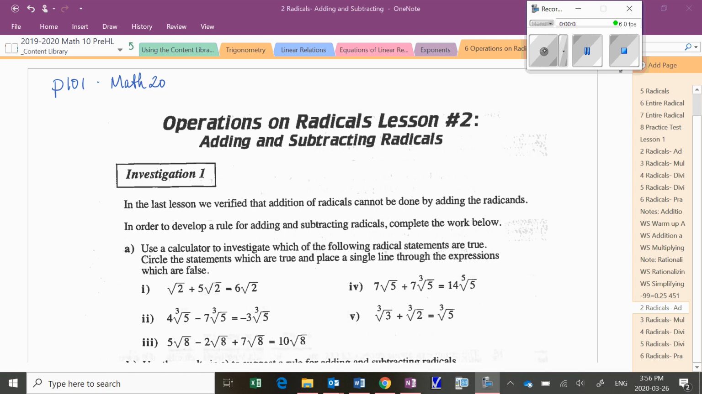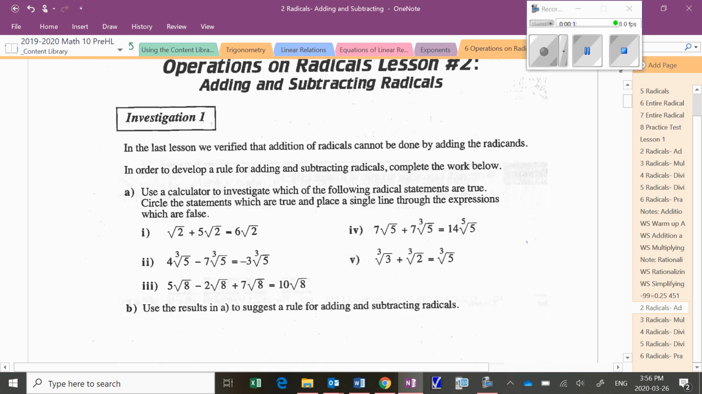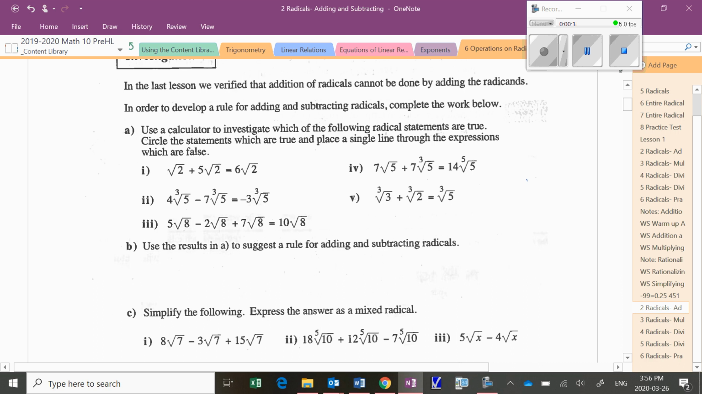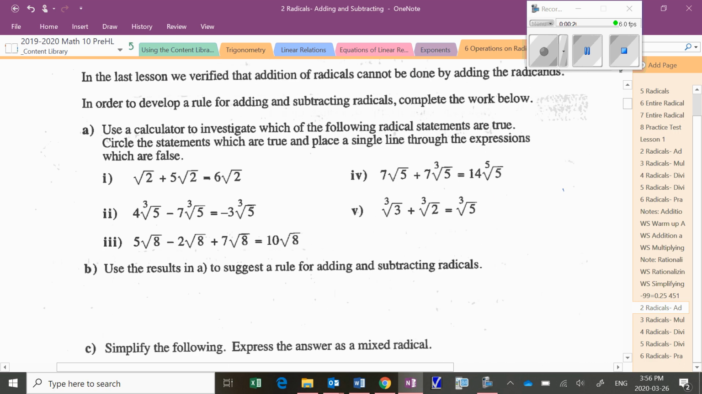Okay, we're looking at page 101 in the workbook for Math 20, which is on operations on radicals. And so today we're looking at adding and subtracting radicals. So let's start off with your calculator actually, and just a little mini investigation. And so this is asking us to investigate which of the following radical statements are true, and circle the ones that are true and place a single line through the expressions which are false.